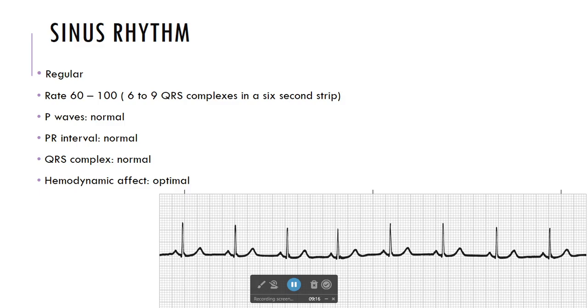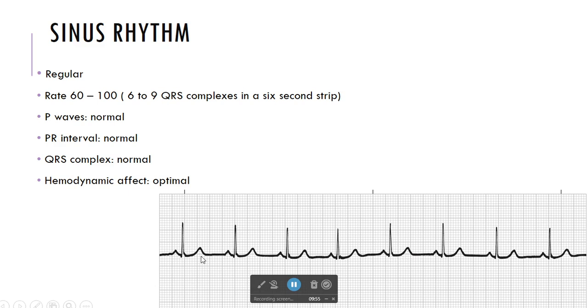You have normal P waves. You have a normal PR interval. You have a normal QRS complex, and the hemodynamic effect is optimal, and of course there's no treatment. So let's look at this strip. I have a heart rate, I'm not going to count this one, of 10, 20, 30, 40, 50, 60, 70. I have one P wave for every QRS. My P waves all look normal, they all look the same. I have one T wave. My ST segment is at the isoelectric line, so I don't have any worries.